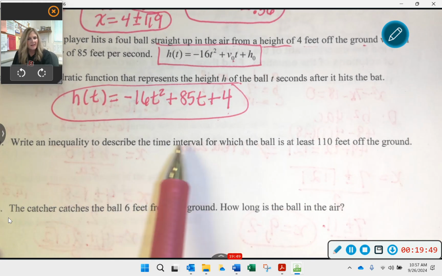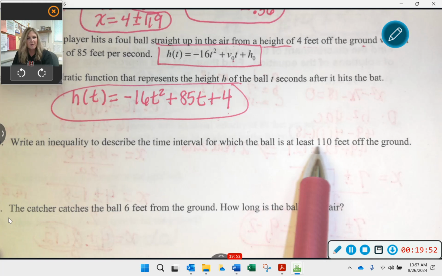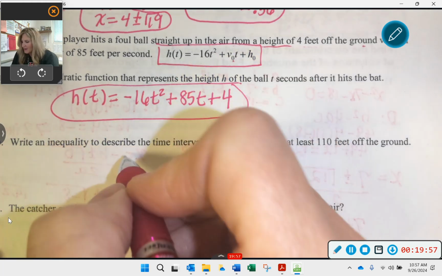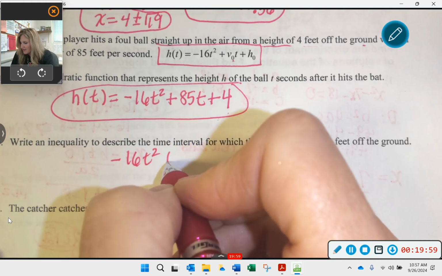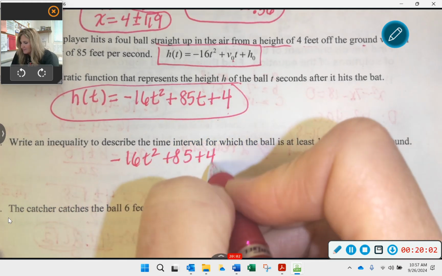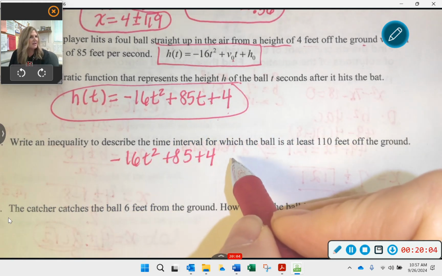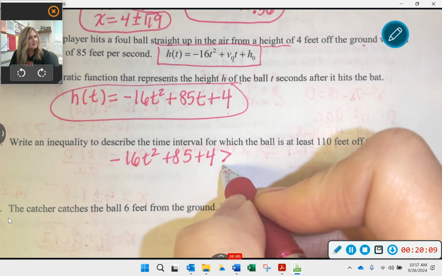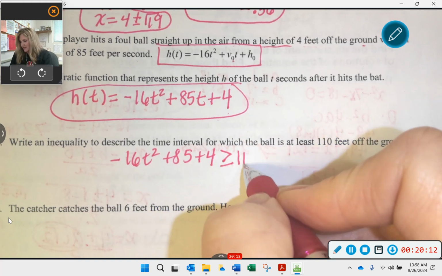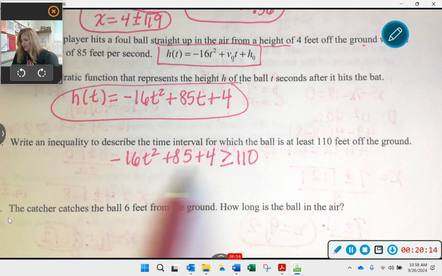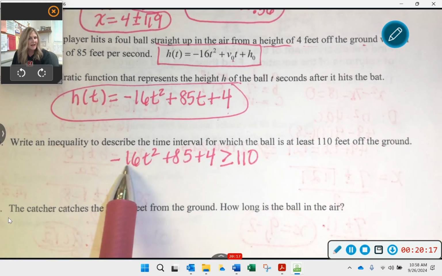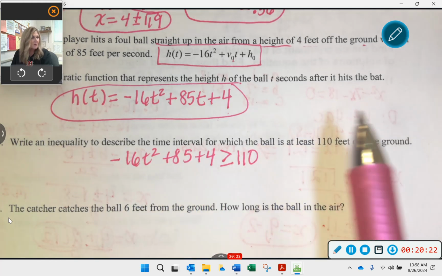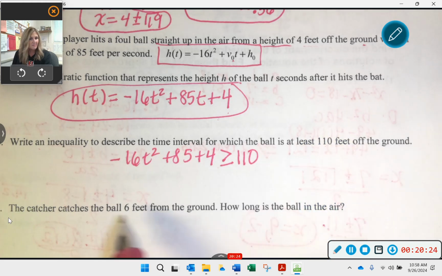Write an inequality to describe the time interval for which the ball is at least 110 feet off the ground. Well, that would mean that I want this function, if it says at least, what does that mean I want it to be? Greater than, just greater than, or greater than or equal to 110. So that would be the inequality we would write to explain that. We want the height to be greater than or equal to 110. That's all we have to write for that. We don't even have to solve it.